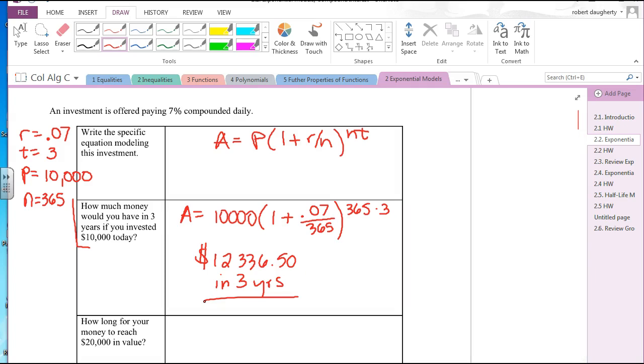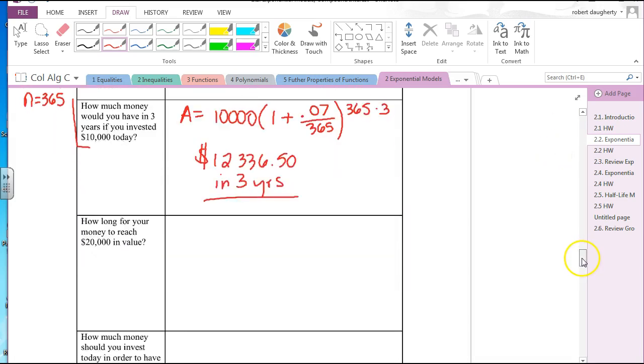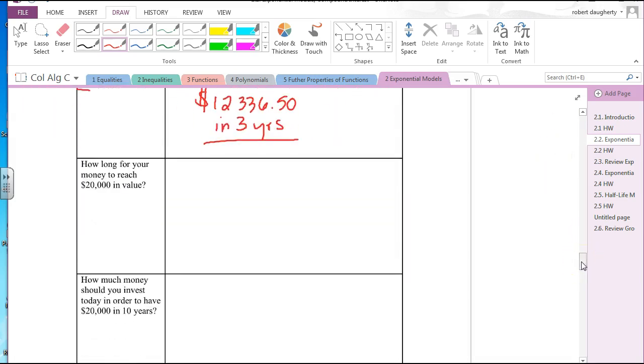Okay. Let's move on. Next question starts with the 2 words, how long? What am I solving for? That means I'm solving for time. Time in these problems is always my what? Exponent. I'm going to have to use logarithms to make this work. Okay. So how long until my money reaches 20,000? How much did I start with? Yes. So I'm going to end up with 20,000. I started with 10,000.